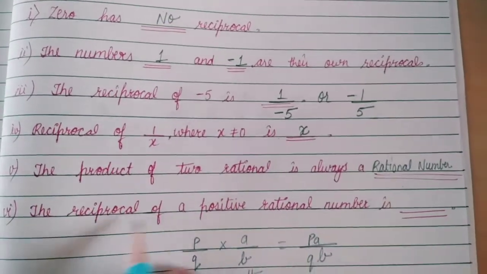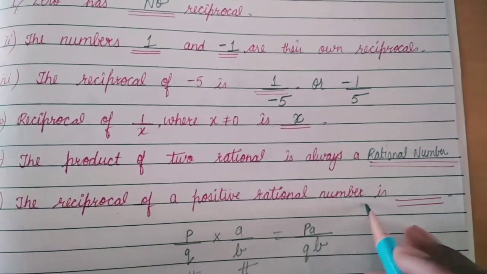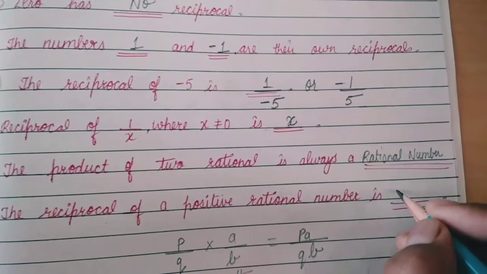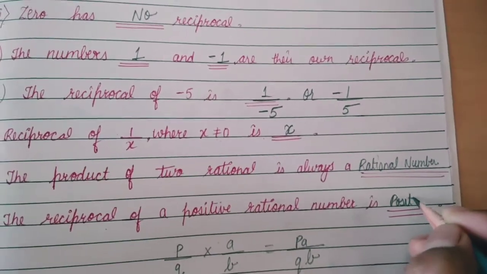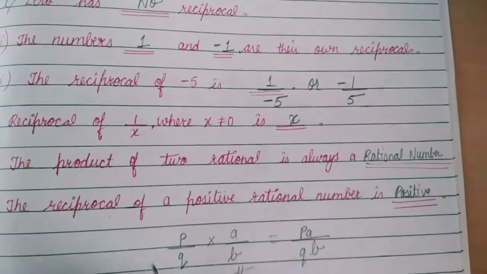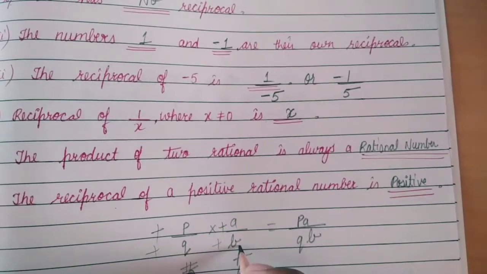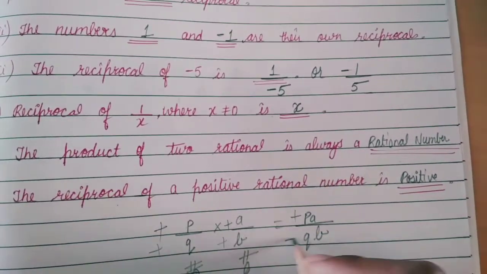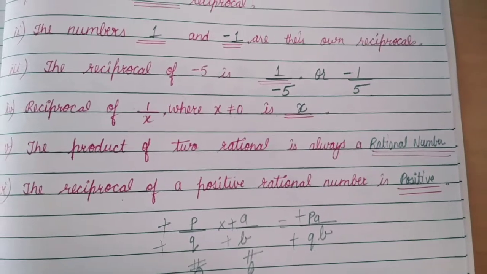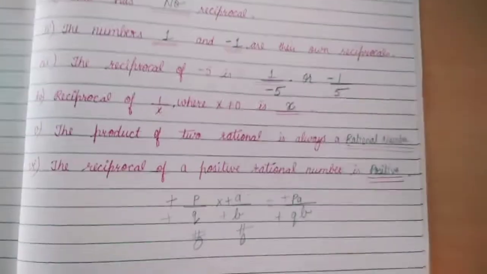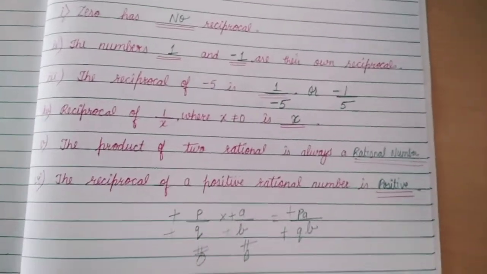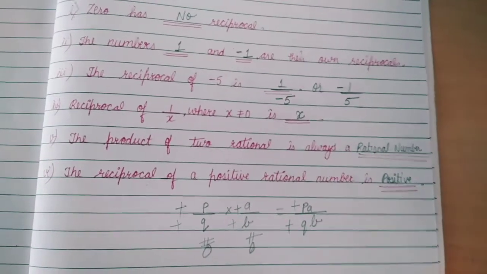And the reciprocal of a positive rational number is always positive. When we multiply two positive rational numbers, you can simply see both rational numbers are positive. When we multiply them, we will get a positive rational number. So here we completed our exercise 1.1 of class 8. I hope you understood.